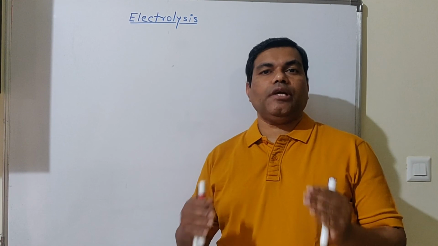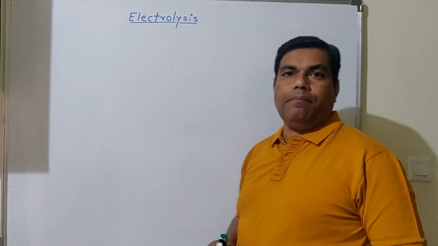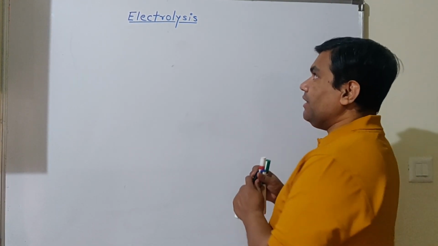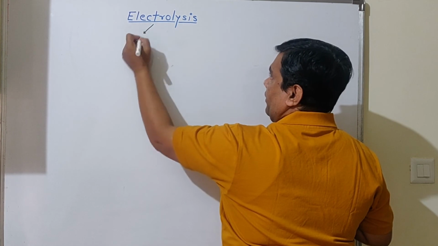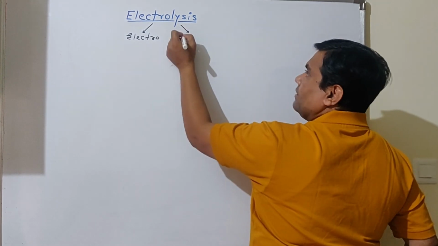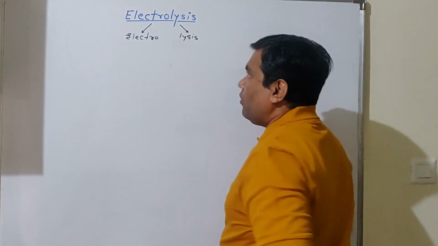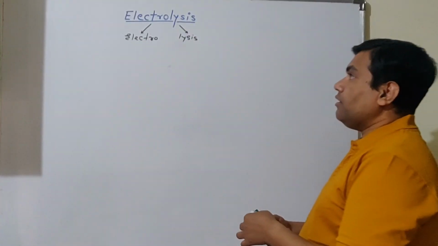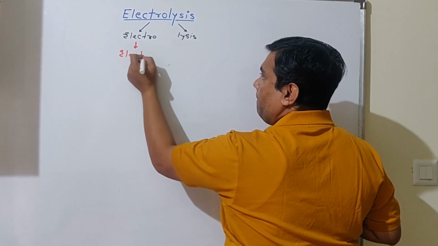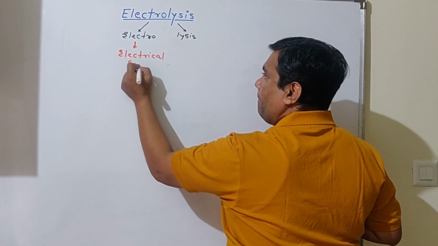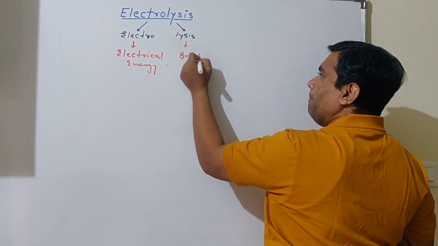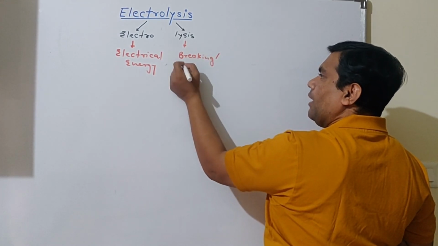This is Praveen, and today we will see one of the important topics in electrochemistry, and that is electrolysis. Now look, when we talk about electrolysis, there are two terms involved. One is electro and the other is lysis. What do we mean by electro? The term electro stands for electrical energy, and lysis stands for breaking or cleavage.